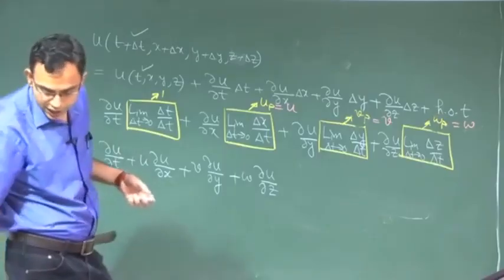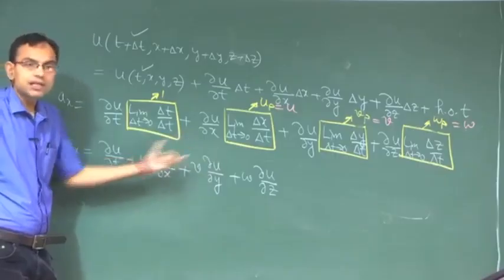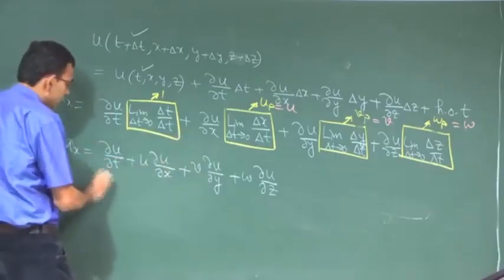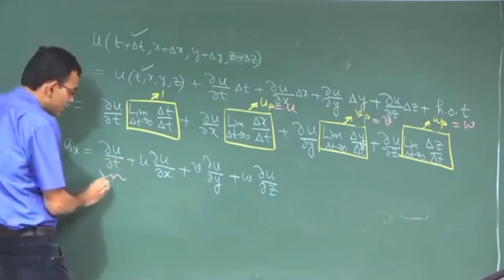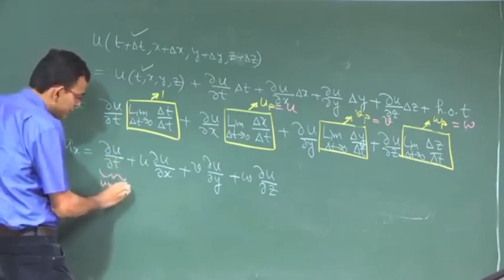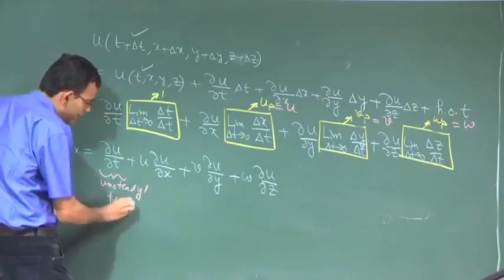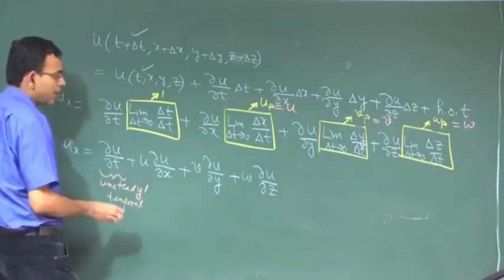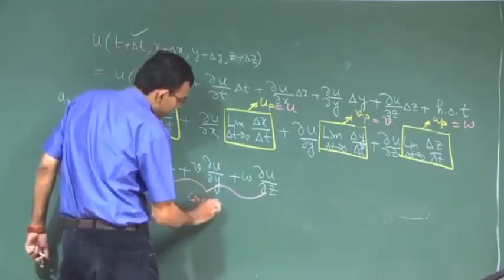So clearly there are two different types of expressions in this. This talks about steadiness or unsteadiness. So this is called the unsteady or temporal component. Temporal means time dependent, and this is called the convective component.